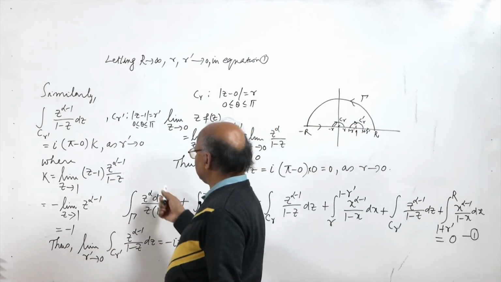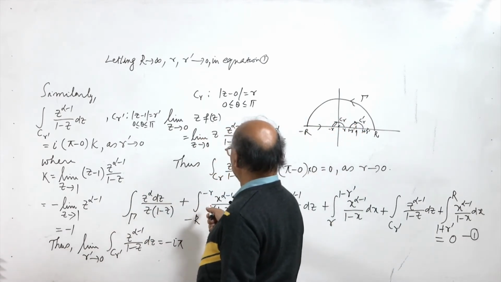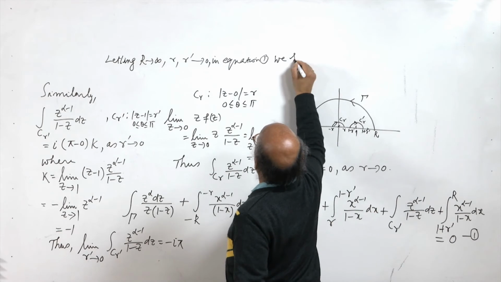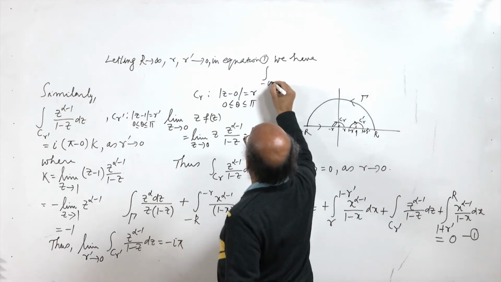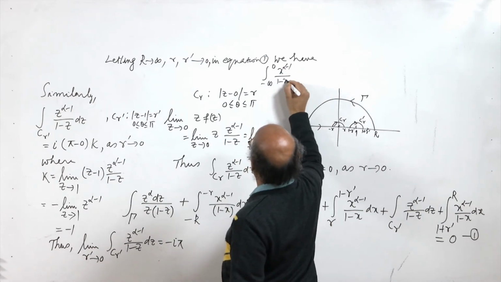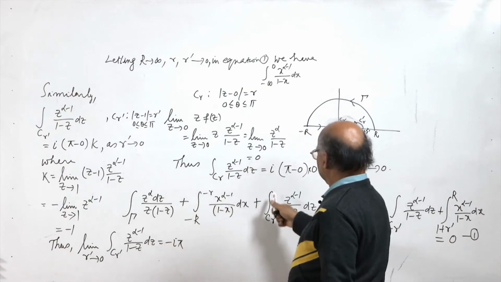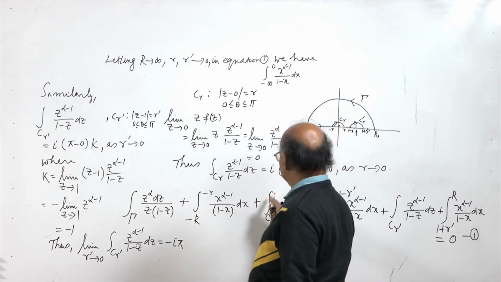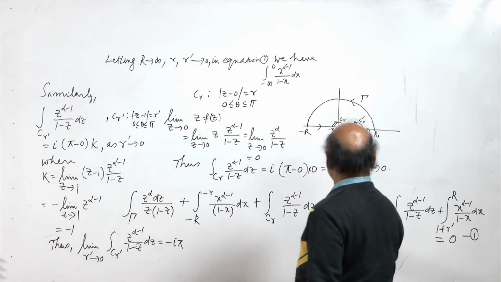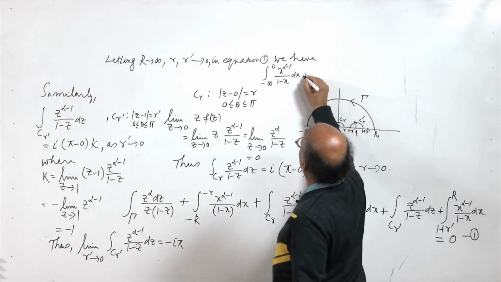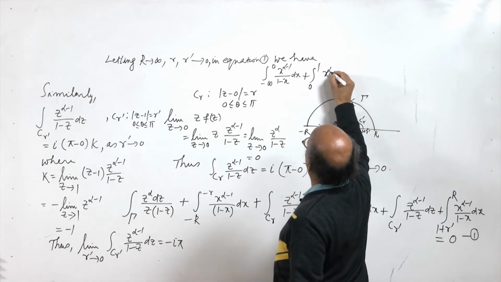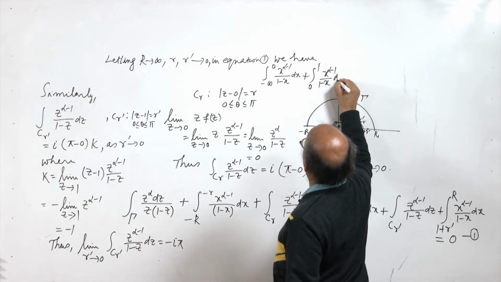So, when R goes to infinity, this integral goes to minus infinity to 0. So, we have integral from minus infinity to 0 of x to the power alpha minus 1 divided by 1 minus x dx. Here, when r goes to 0, integral over CR of z to the power alpha minus 1 over 1 minus z dz goes to 0. Here what we have is integral from 0 to 1 of x to the power alpha minus 1 upon 1 minus x dx.